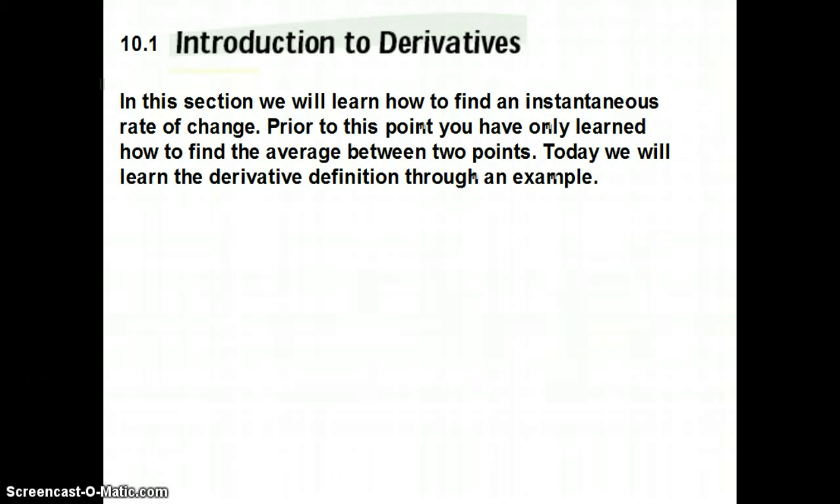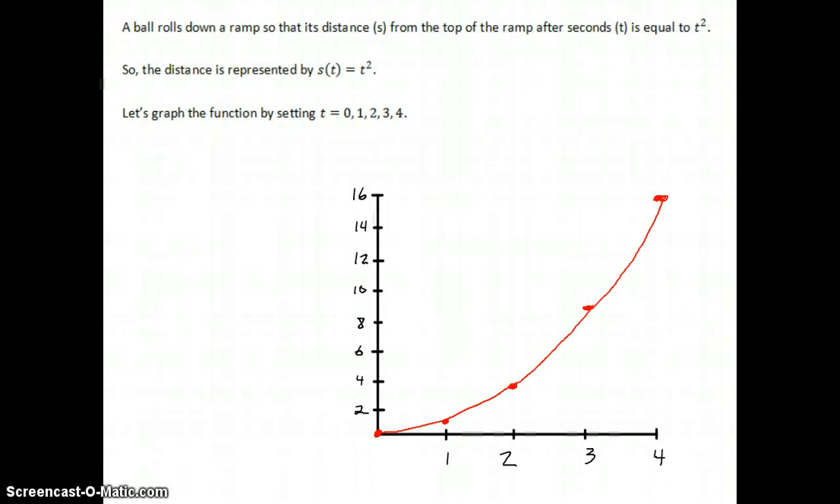So let's go ahead and get started with an example. A ball rolls down a ramp so that its distance s from the top of the ramp after t seconds is equal to t to the power 2. So the distance is represented by this function s of t equals t squared. Let's graph the function with these certain time values.